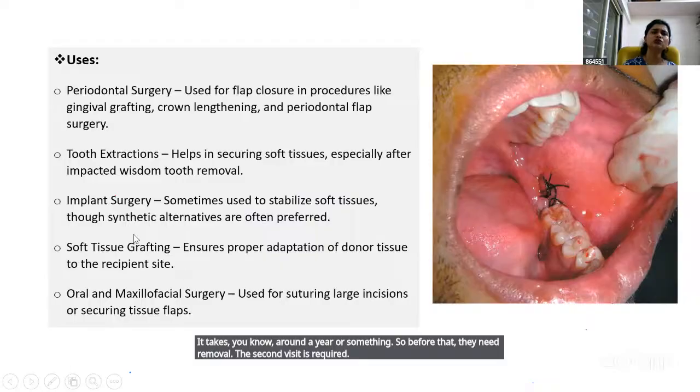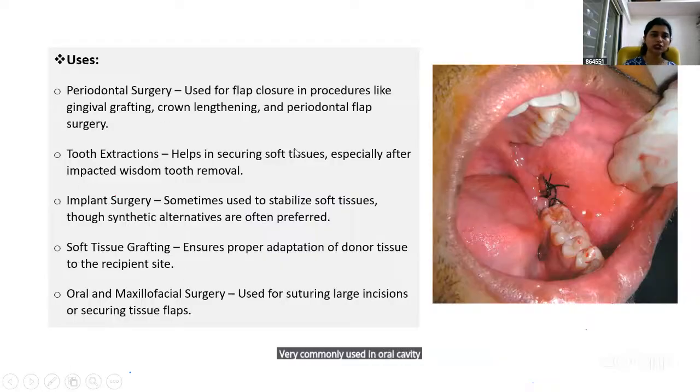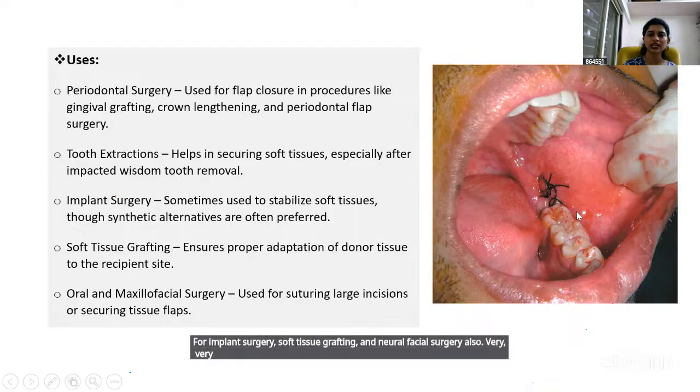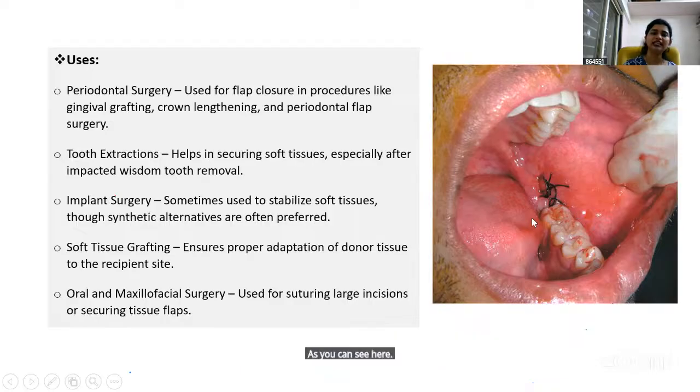Very commonly used in the oral cavity, for periodontal surgeries, for tooth extractions, for implant surgery, soft tissue grafting, and oral and maxillofacial surgery also. Very, very commonly used, correct? As you can see here, can you very easily appreciate the suture intraorally? That is because of its beautiful black color, correct?